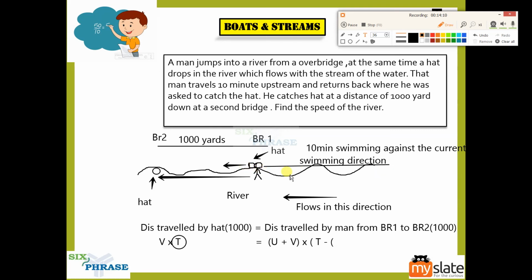Okay, so to go here it takes 10 minutes, and again to come back, what happens? While coming back, he covers some distance in those 10 minutes, right? Take it to be x. Time is equal to distance by speed. So while coming back, what is his speed? The speed will be u plus v.